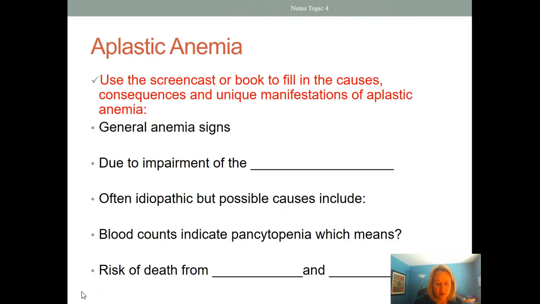In addition to general anemia signs, these patients can also have bleeding and recurrent infections because of the suppressed thrombocytes and leukocytes. So these patients are at risk of death from uncontrollable infection and hemorrhage due to the lack of white blood cells and platelets.